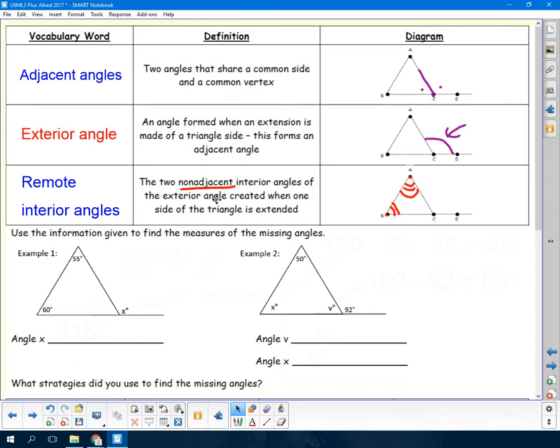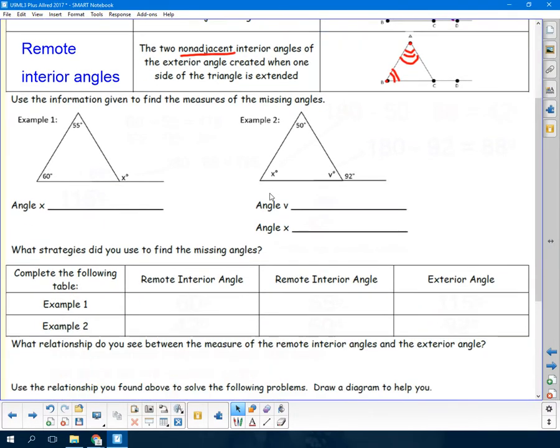Those are the 3 vocabulary words you're going to use. You can use that information to help you, but you can really use some things we've already learned to help us with examples number 1 and number 2. I'm going to work through example number 1 and number 2 using strategies that we already know, and then we're going to look at the table in the middle and see if we can find any odd similarities.